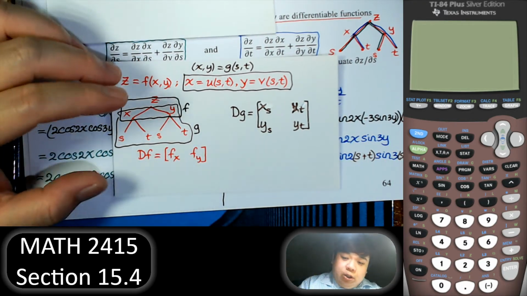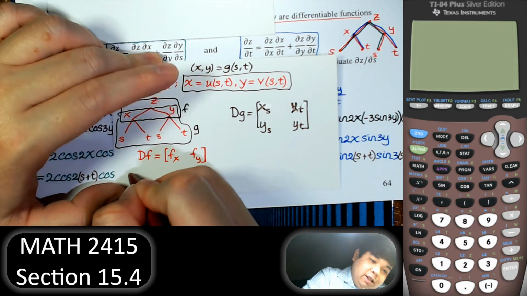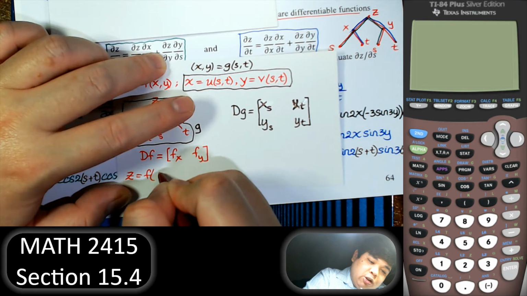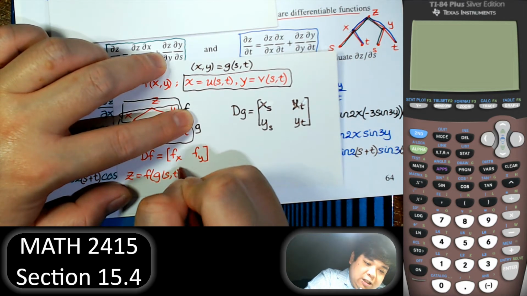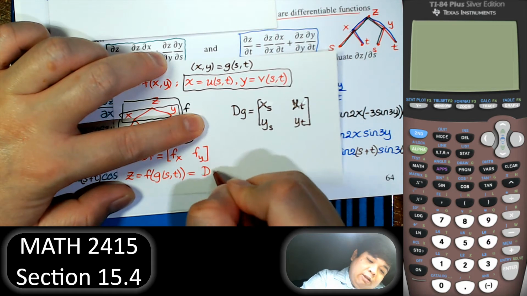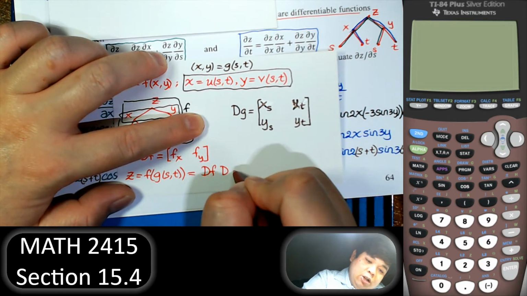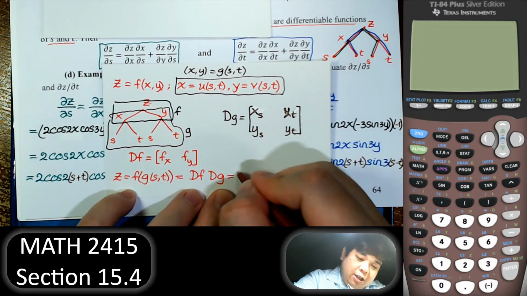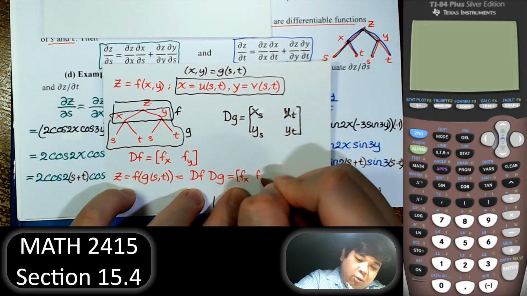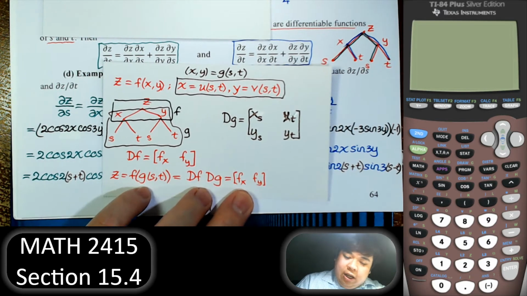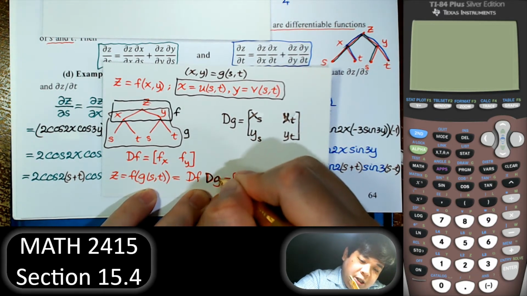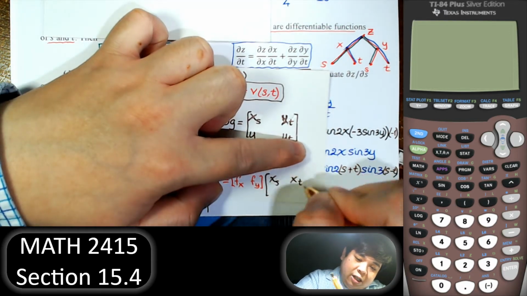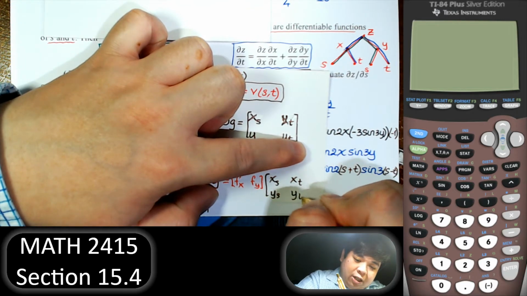In that case, finally, we can say the derivative, if we write z as a function of f, as a function of g of s, t, it is in this form. We say df dot dg, the matrix product of those two. So we write f sub x, f sub y, and then multiply by dg: x sub s, x sub t, y sub s, y sub t.